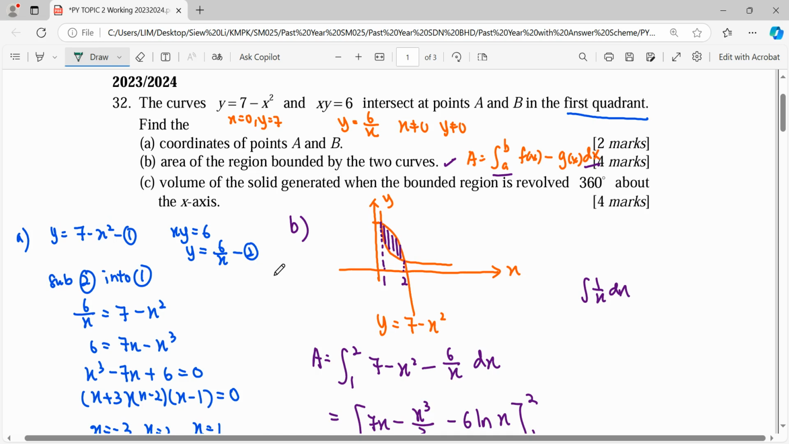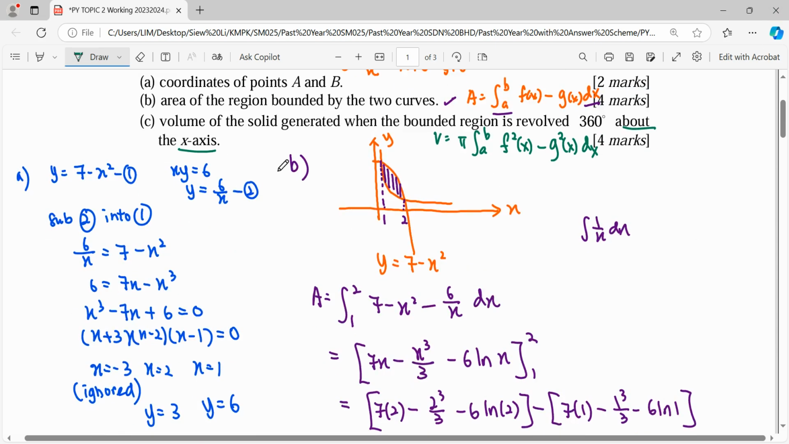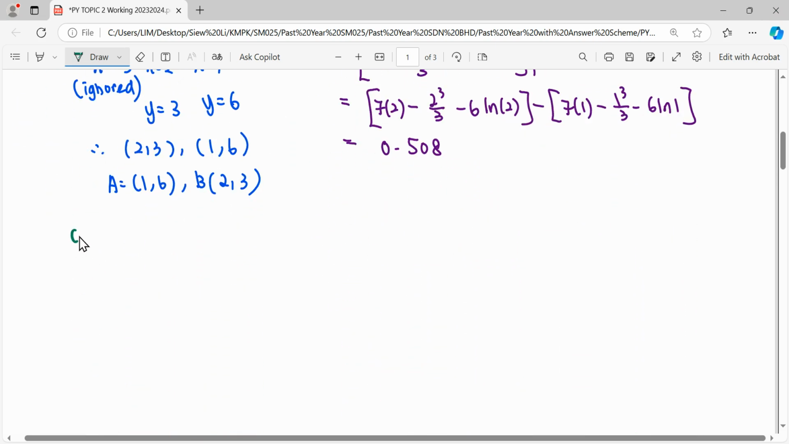Then we continue to finding its volume. So the volume formula will be pi integrate a to b, still the two curve concept. So the function f(x) squared minus the down function, the bottom function squared, with respect to x. Here we must integrate with respect to x because it is rotated about the x-axis. So we build our formula here: volume equals pi integrate 1 until 2, the first function, which is our quadratic squared, minus the reciprocal squared, dx.